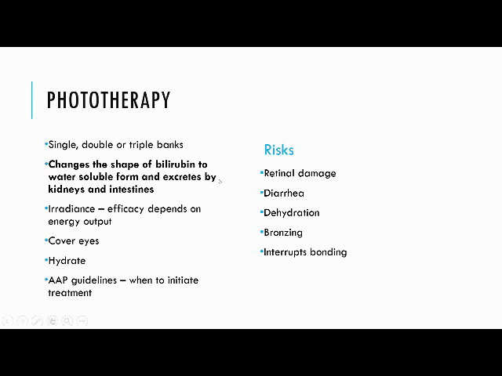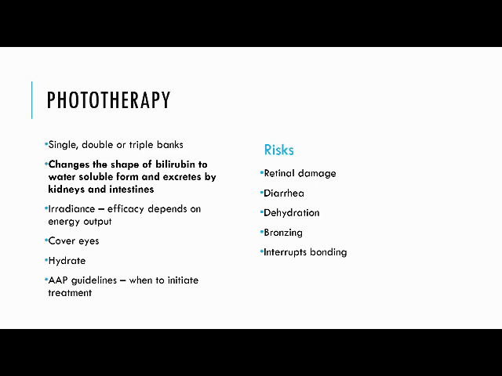And how it works is it changes the shape of unconjugated bilirubin to a water-soluble form so it can be excreted by the kidneys and the intestines. So it just goes through a molecular change due to the light, and then your body can get rid of it. It's a lot more complicated than that, but that's as complicated as we're going to get today. And that's really all you need to know.